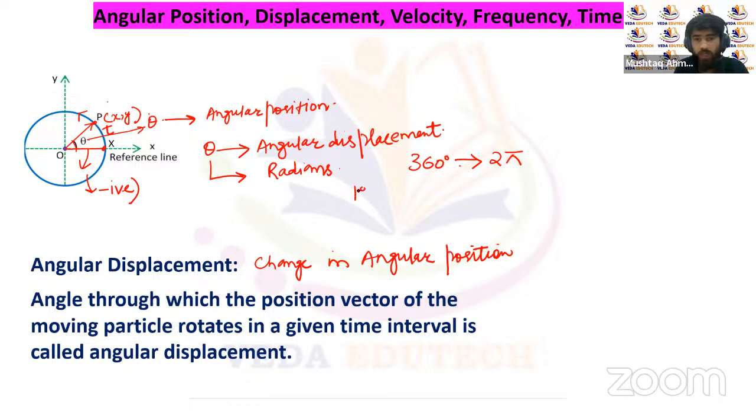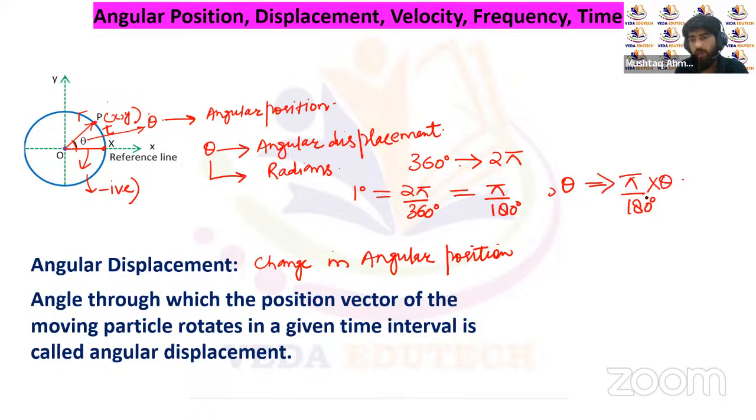So 1 degree angular displacement in terms of radian will be 2 pi upon 360, or we can say that this is equal to pi upon 180, right? Now let's suppose we have to write theta in terms of radians. So theta here will be pi upon 180 multiplied by the theta in degrees, right? So this will be the value of theta in terms of radians, right?